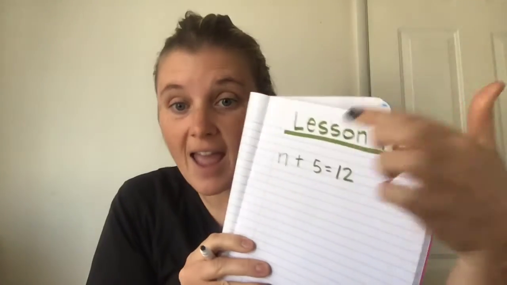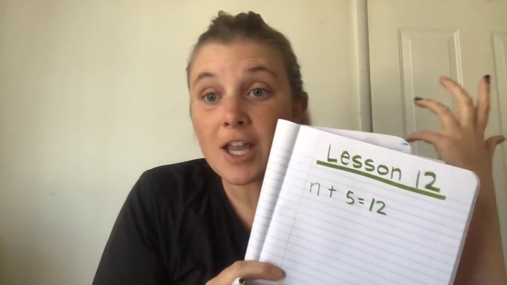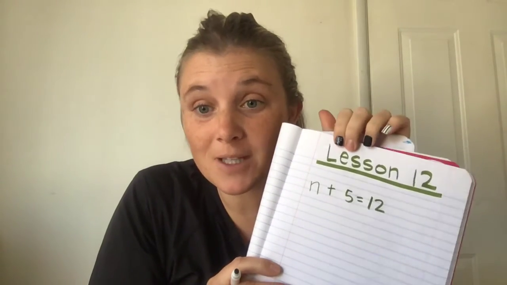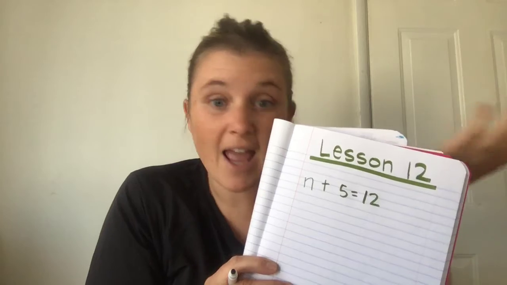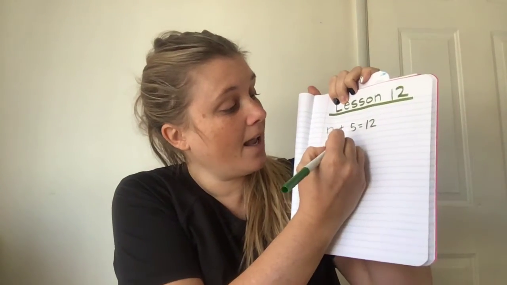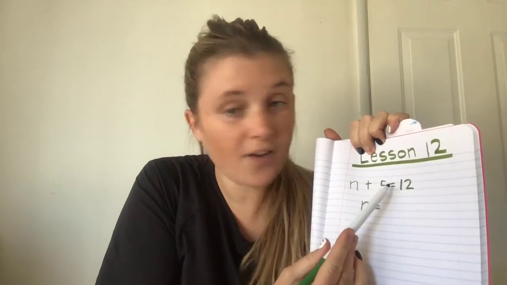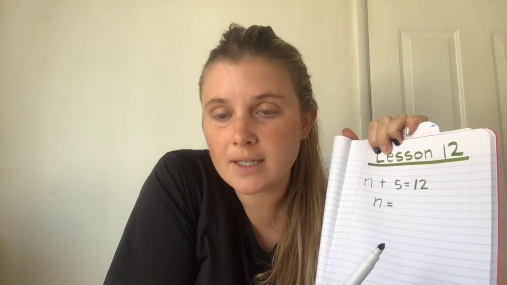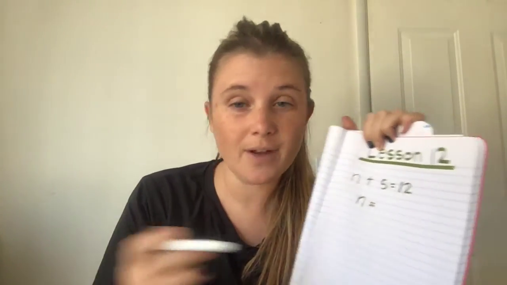If you have a problem and it says n plus 5 equals 12. N, it's a letter, right? Sometimes they'll write letters in an equation, and what that means is we're figuring out what n equals. So n equals what? What would we need to put in there? What plus 5 equals 12? How would we figure that out? If we have 5 of something, we need something more to equal 12. How would we figure that out?